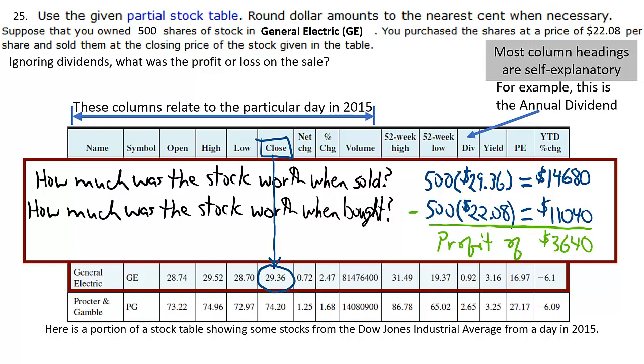Very straightforward. That whole table is there, but you've got to focus in on what's important. You're only looking on the General Electric line, and then you have to look at the column that applies to what the question is. And here we were looking at the price per share information, and that's in the closing column. That's the value of the stock when it closed that day.